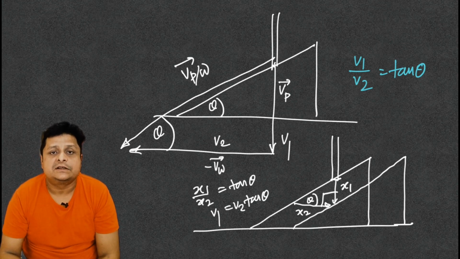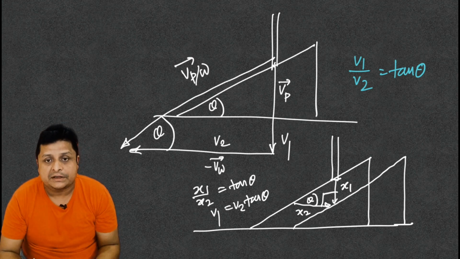If you want the relation between accelerations, that's also same. So a1 by a2 is equal to tan theta.